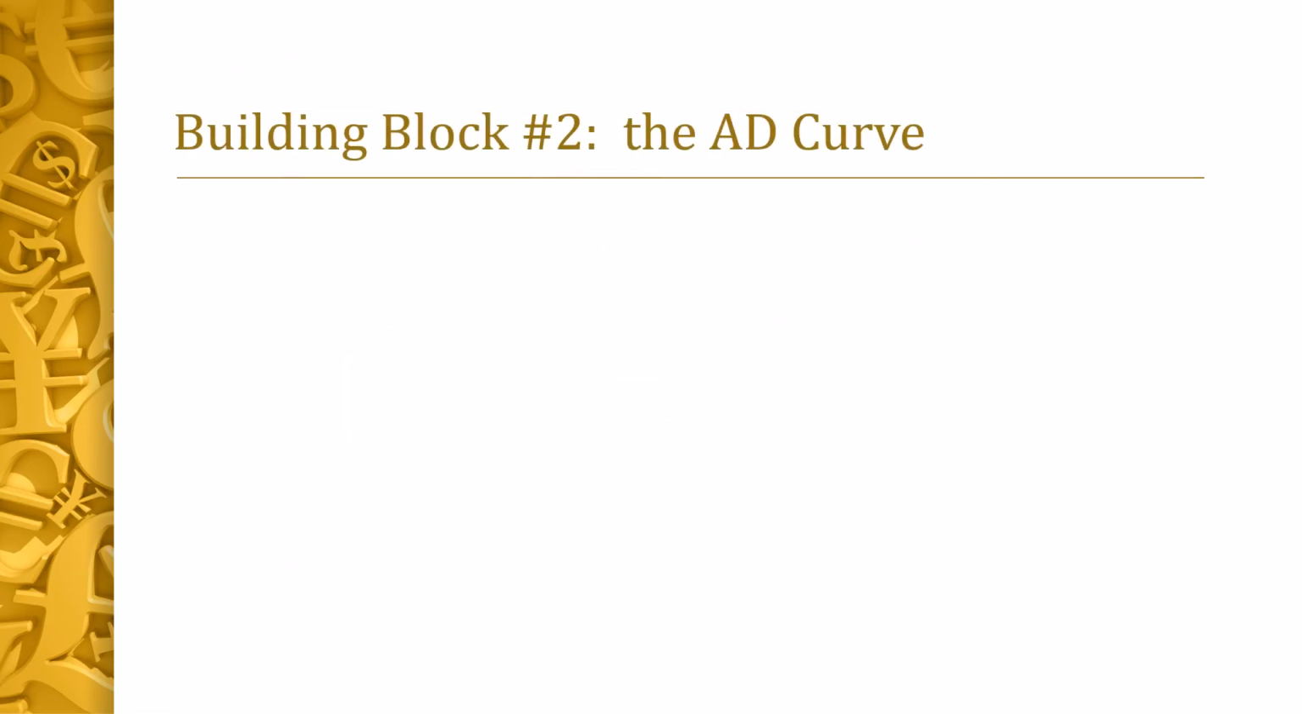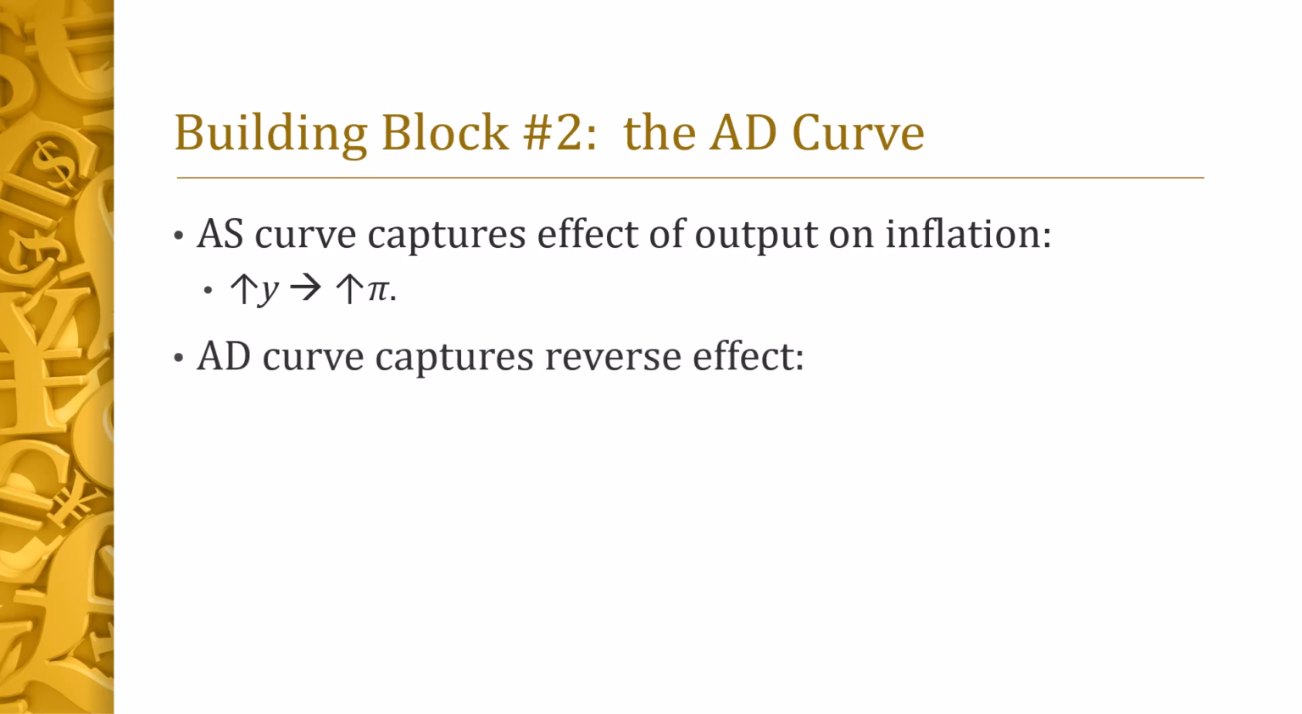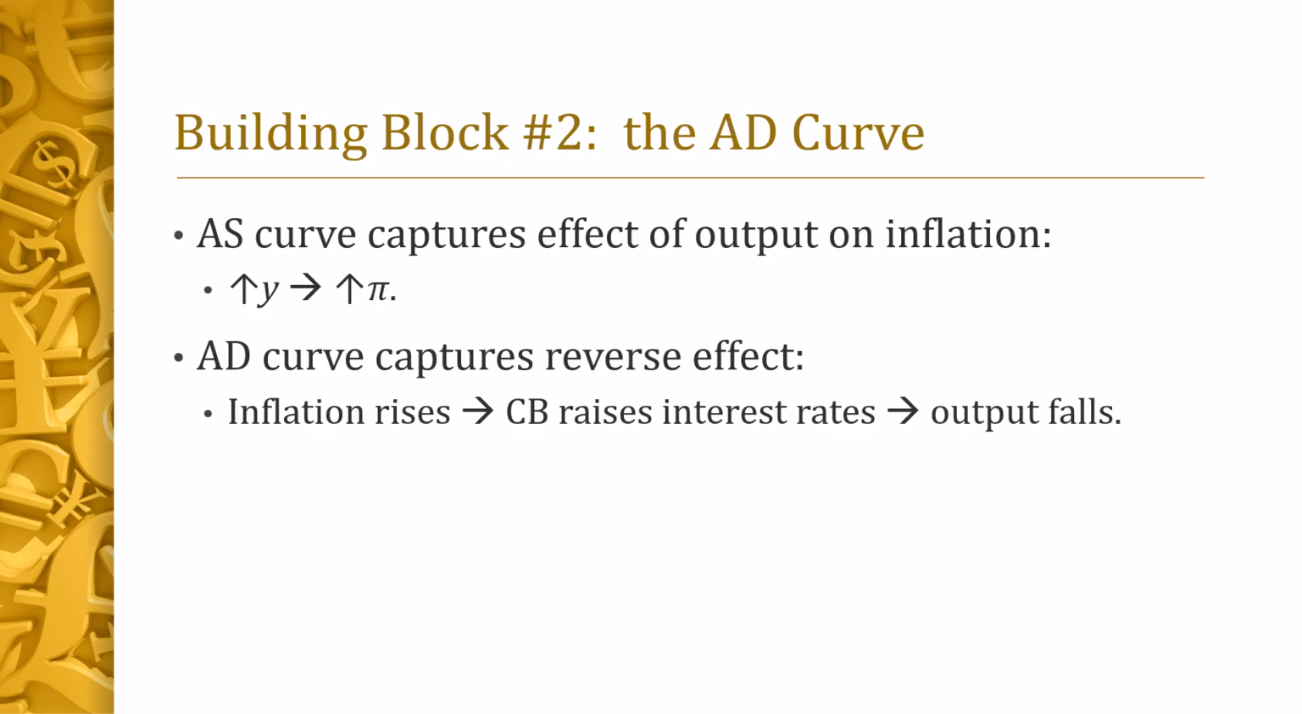We now turn to the AD curve. Recall that the AS curve captures the positive effect of output on inflation. The AD curve captures the reverse effect. In particular, if inflation rises, the central bank, or CB for short, raises interest rates. The rise in interest rates causes output to decline. The AD curve captures this negative effect of inflation on output.